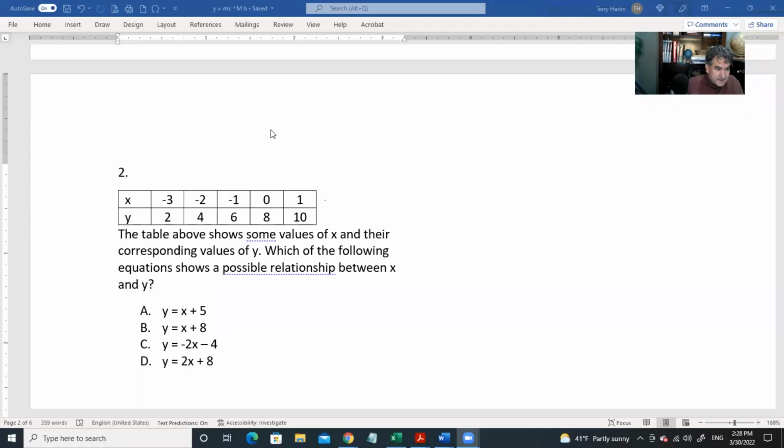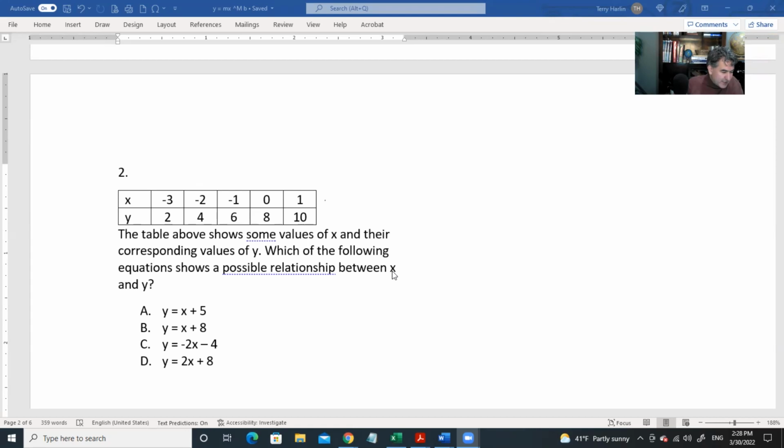Okay, next example, we're going to take a look at this particular one with the tables. Again, start with the question: which one of the following equations shows a possible relationship between X and Y?